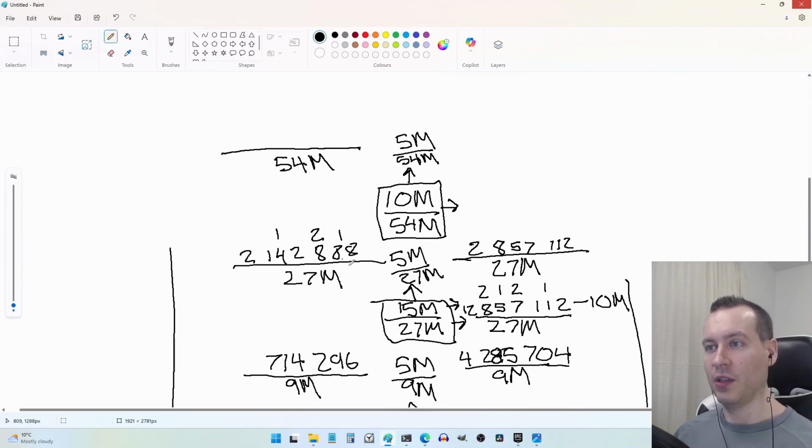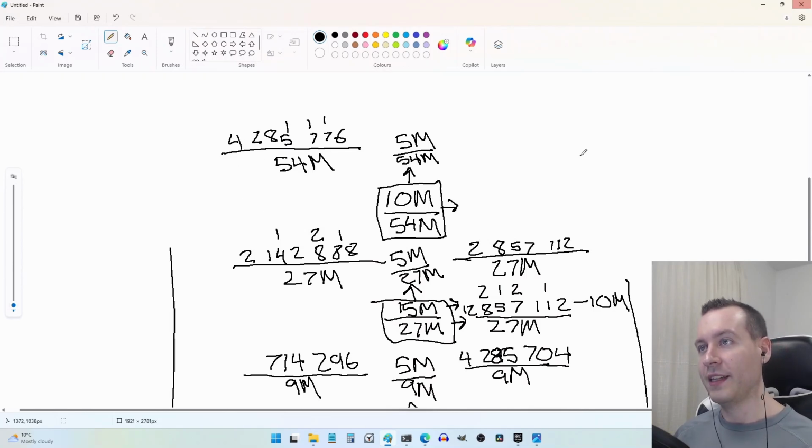So let's multiply this one by 2 to get it to match this denominator here. It'll be 8 times 2 is 16, carry the 1 is 17. 8 times 2 is 16, carry the 1 is 17. 2 times 2 is 4, carry the 1 is 5. 4 times 2 is 8. 1 times 2 is 2. 2 times 2 is 4.